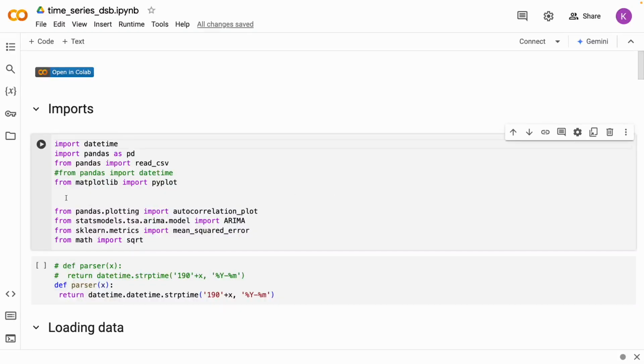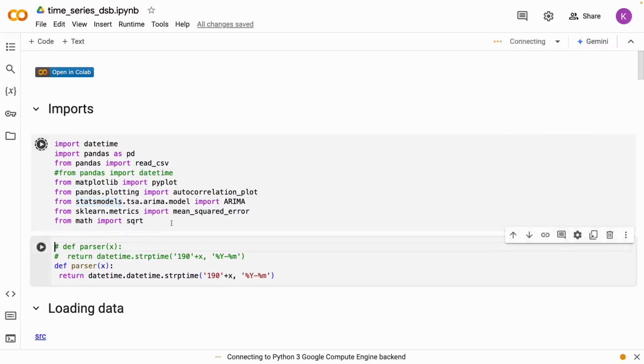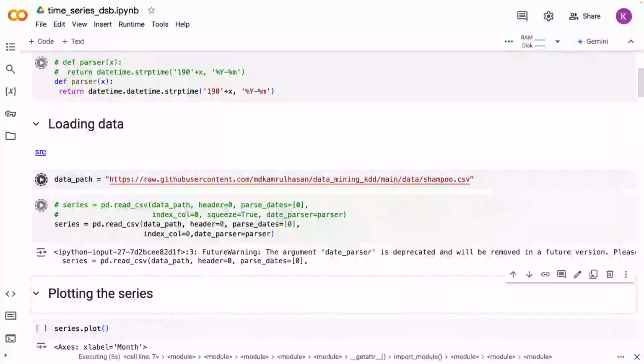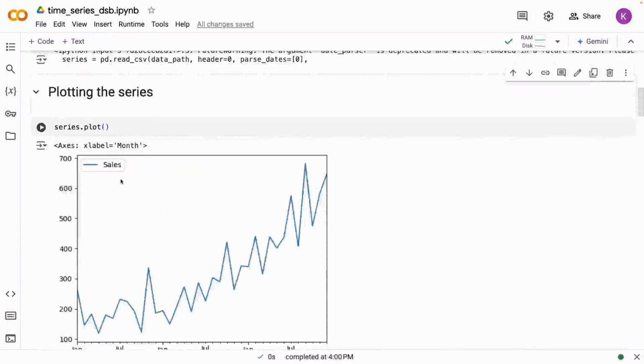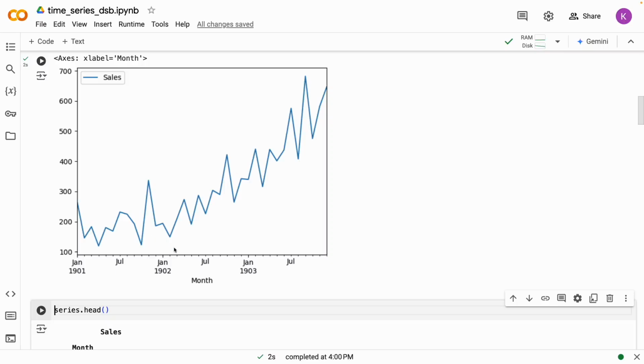Okay, through this notebook we'll be presenting how to do time series modeling using the ARIMA model. We are loading the ARIMA model from one very popular Python package called statsmodels. So let's load the packages. Here we are loading the data, and here we plot the data. You can clearly see that the data is quite old, starting from 1901 to some months of 1903. So quite an old data set.